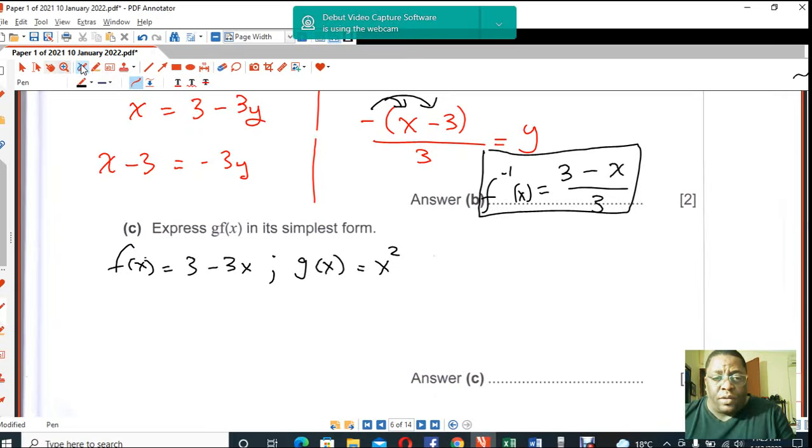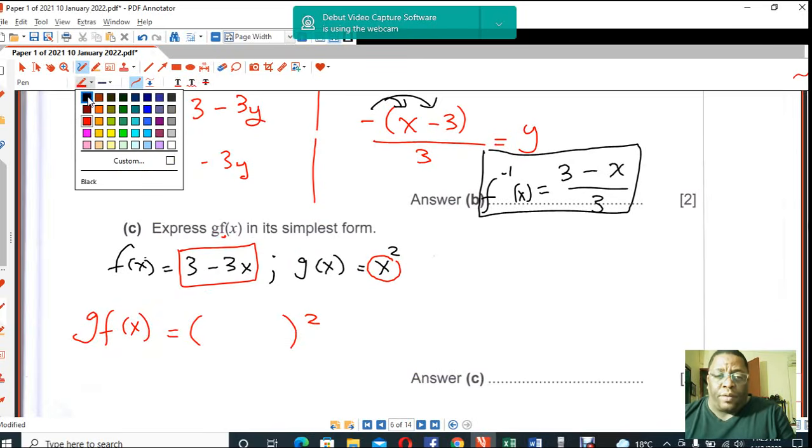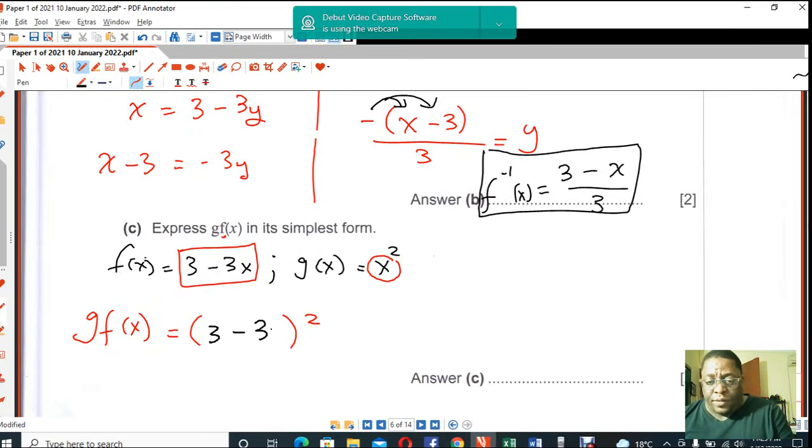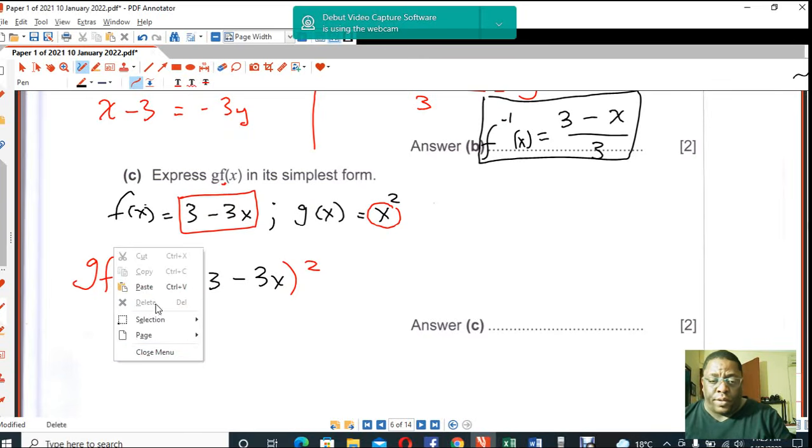So you're going to take the whole of this function f here, and you're going to put it here where you have x squared. So that means g of f of x is going to be, in brackets, that whole function 3 minus 3x. It involves a little bit of simplification because it says you must simplify your answer. That means you must multiply out the brackets.